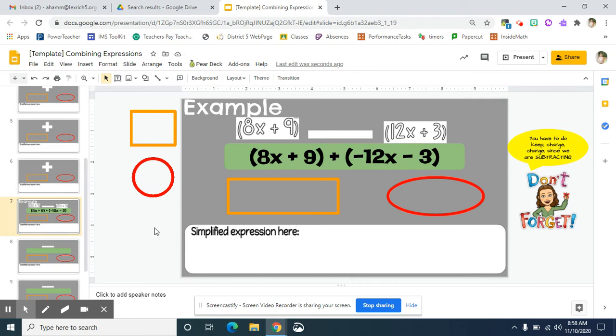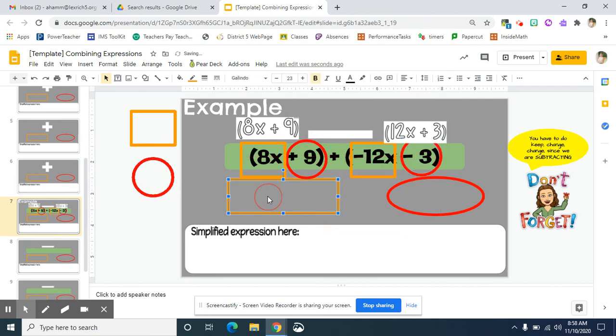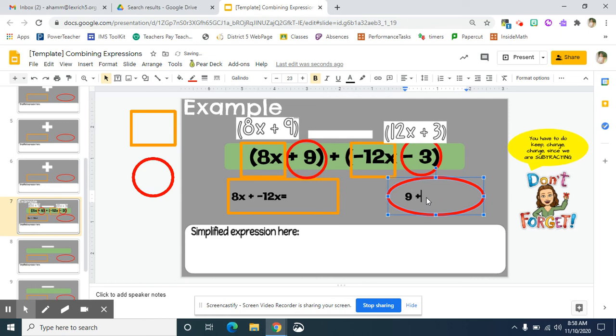So again, now this is when we're going to use our tools. Okay, so I'm going to put boxes over my variables. So that's 8x, negative 12x. And then circles over my constants, so plus 9, negative 3. So now let's put them together. So 8x plus negative 12x equals, and then over here, positive 9 plus negative 3 equals.